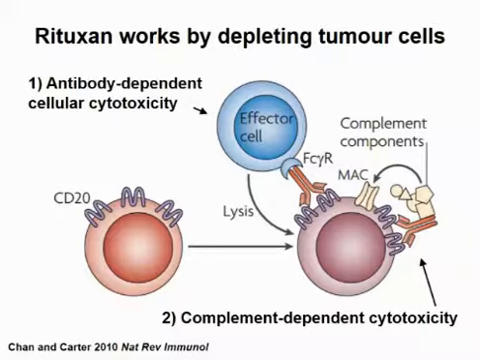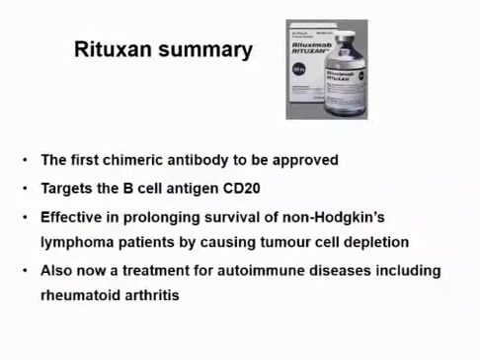And there's another way that this works, through complement-dependent cytotoxicity. One of the things that happens to an antibody that's bound to an antigen is that complement complex builds up on its Fc portion, and this complement can form the so-called membrane attack complex, which punches holes in the cell and kills them in that way. So that is how this antibody is working.